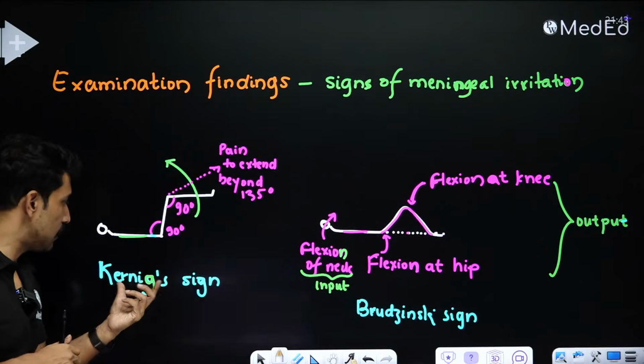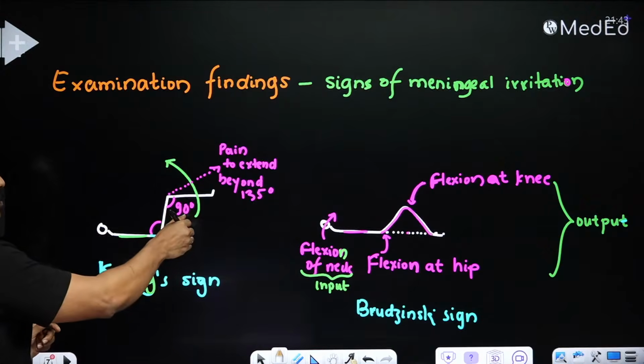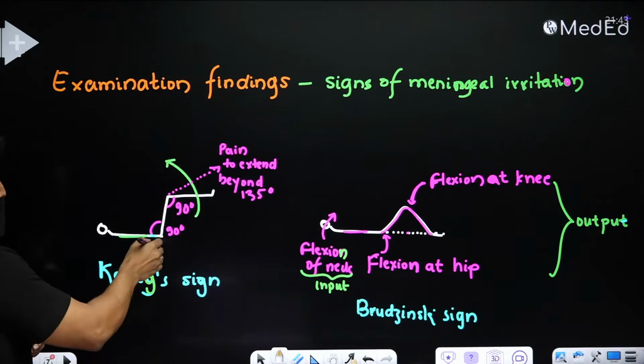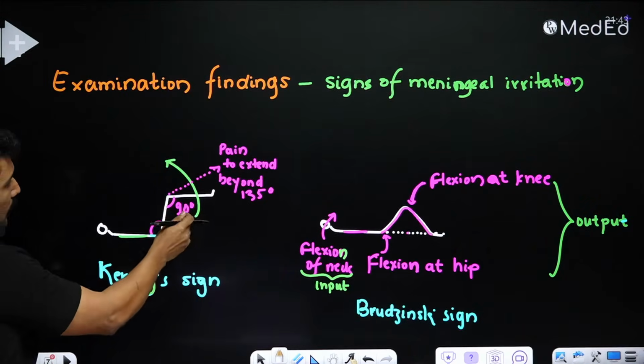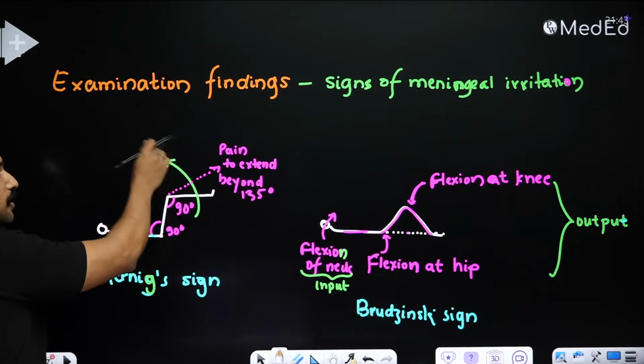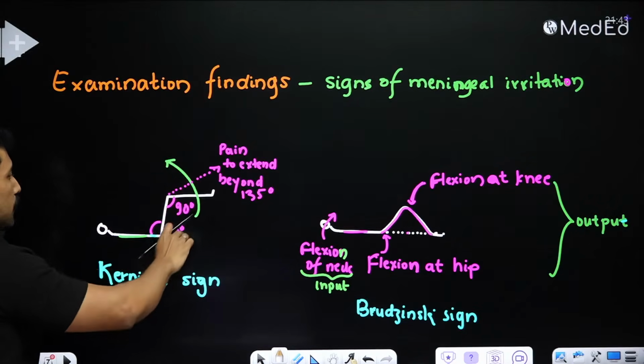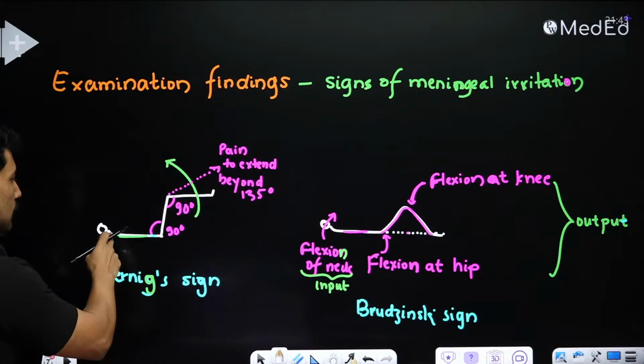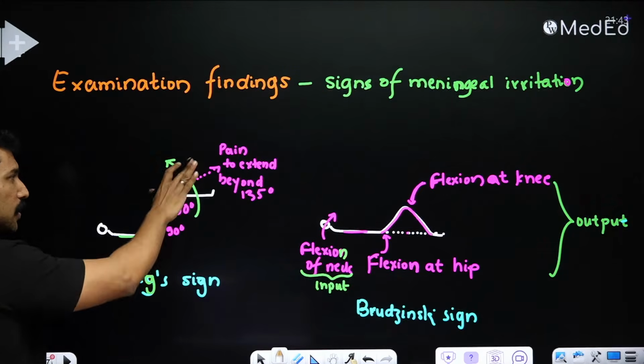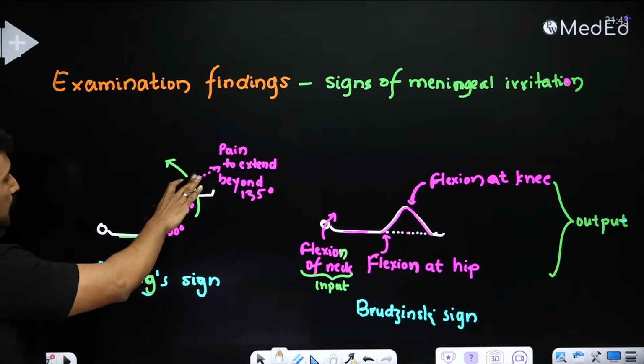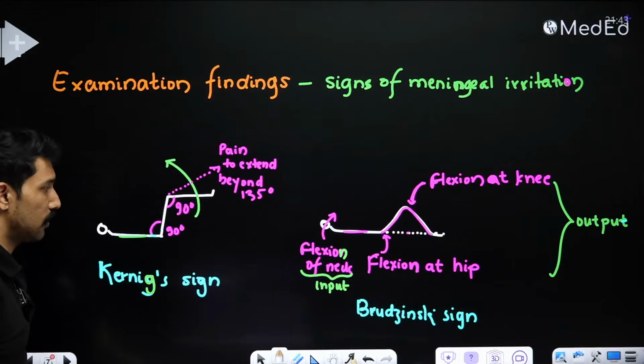So first one is Kernig sign. Here we are stretching the spine from the foot end by trying to extend the knee from 90 degree onwards. We will find it difficult to go beyond 135 degree because the meninges get stretched, triggers the pain. Either patient complains about the pain or try resisting the further extension.